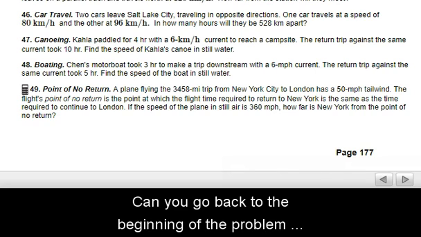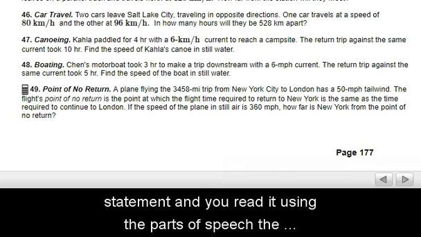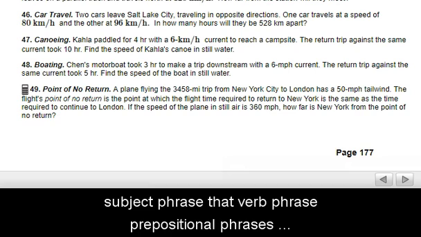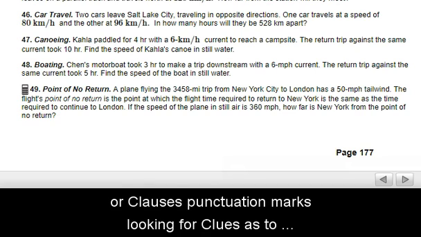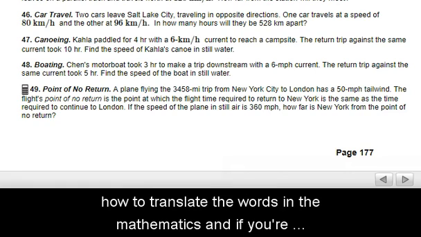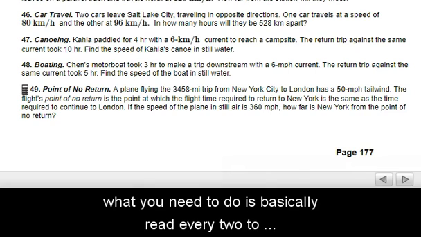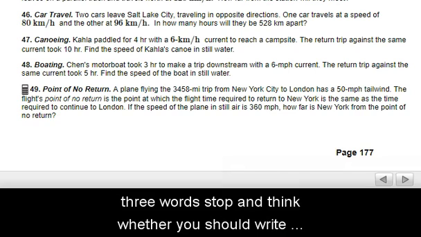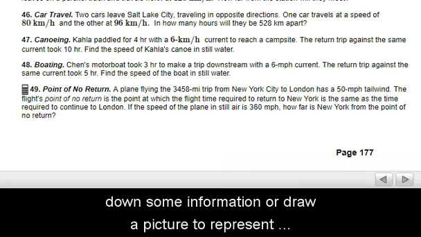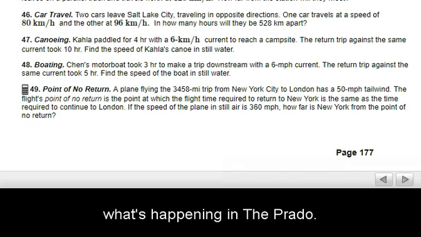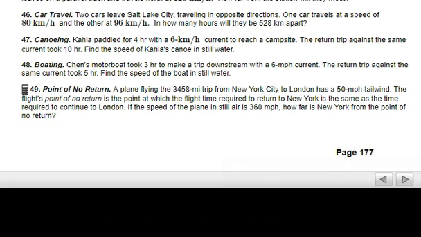Then you go back to the beginning of the problem statement and you read it using the parts of speech, the subject phrase, the verb phrase, prepositional phrases, subordinate clauses, punctuation marks, looking for clues as to how to translate the words into mathematics. And if you're not good at knowing all the different parts of speech, then what you need to do is basically read every 2 to 3 words, stop and think whether you should write down some information or draw a picture to represent what's happening in the problem. So let's do that now.